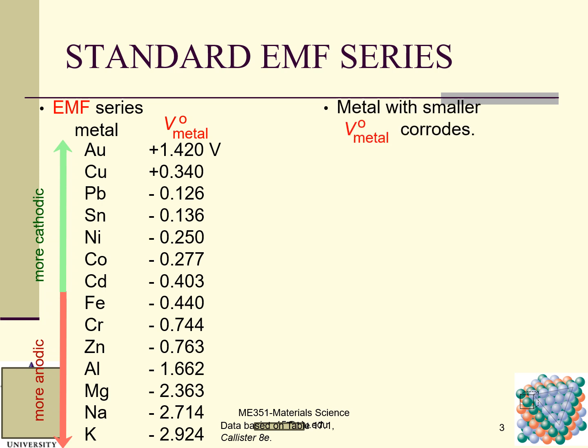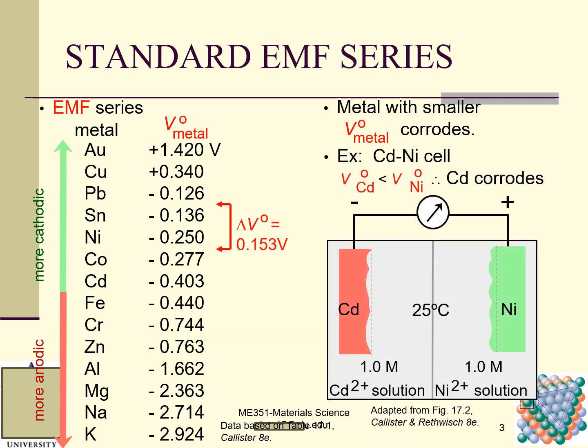This is the standard EMF series. This potential we call the standard electrode potential. A metal with smaller V corrodes. For example, in this Cd and Ni cell, Cd stands for cadmium and Ni means nickel. If we connect these two cells, because V_Cd is less than V_Ni, Cd will corrode, and Ni will be gaining new atoms, which we call deposition. You can see this in the picture.